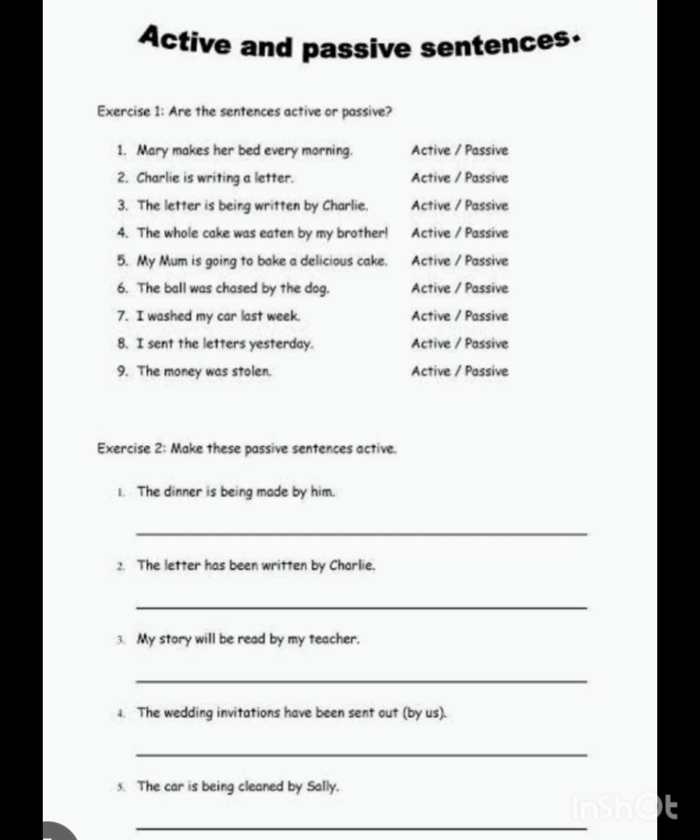The letter has been written by Charlie, and the third is my story will be read by my teacher. Fourth, the wedding invitations have been sent out by us. All these sentences you can solve and check your understanding, test your understanding.